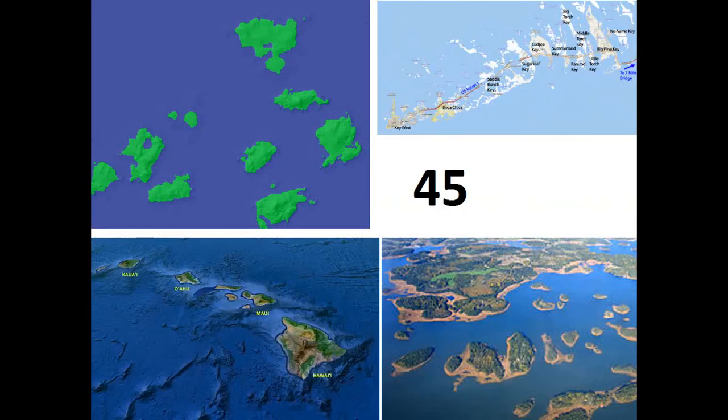45, a group of islands is called an archipelago, is any group of islands together. Notice these are not barrier islands. They're not long, skinny, sandy, and they're not parallel to the coast. This is any group or chain of islands.